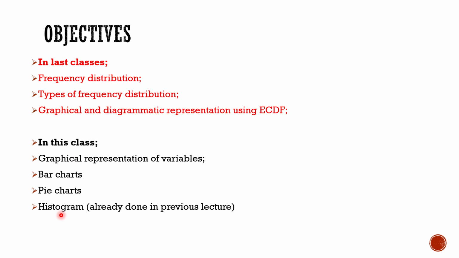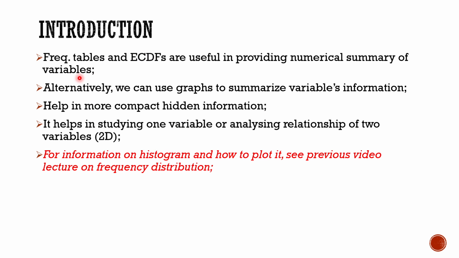As we have already done histograms in the previous lecture, for more information you can go through our previous lecture on frequency distribution. Now, as we know, the frequency tables and these empirical cumulative distribution functions are useful in providing a numerical summary of the variables. But alternatively, we can use graphs or plots to summarize variable information, as we did in the previous lecture using histograms and plotting cumulative distribution functions.